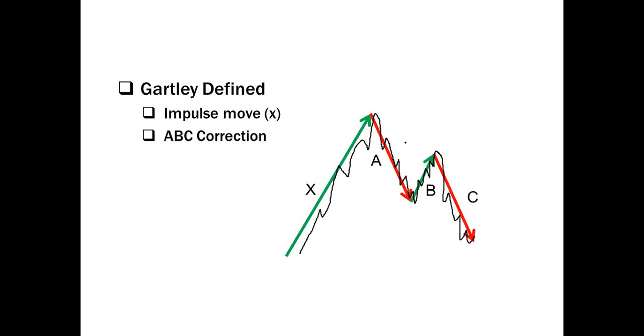Now the key thing about a Gartley, what makes a Gartley, is basically it's just an impulse move, which is your initial set of higher highs and higher lows.